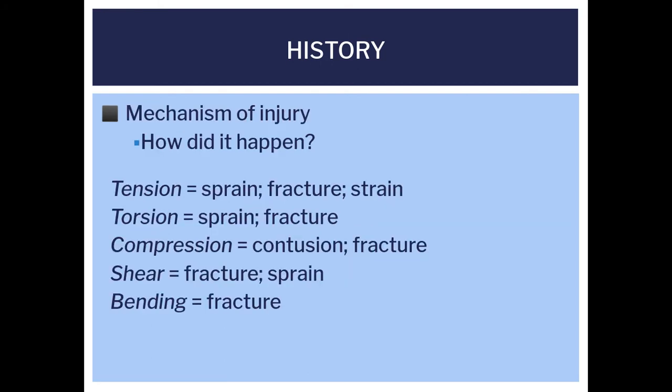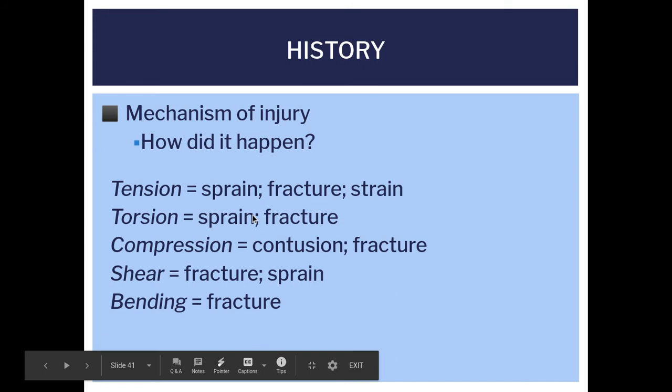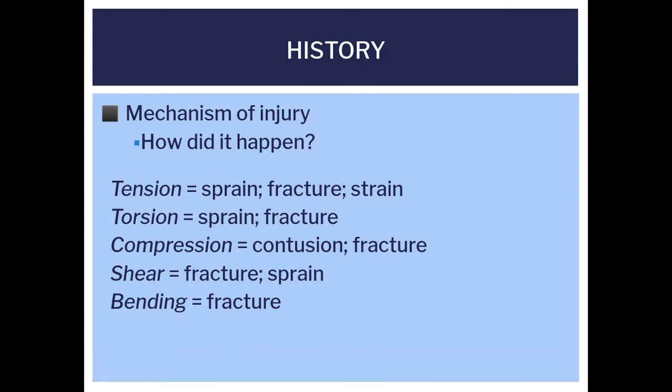Then you're going to ask them, what is the mechanism of injury? So your mechanism of injury is just, how did it happen? These 5 terms are just different examples of those mechanisms. Something like a tension mechanism of injury would be where there's a pulling, like you're pulling on a rope, and that can cause a sprain, a fracture, a strained muscle. So anything that's going to overstretch the tissue or bone.